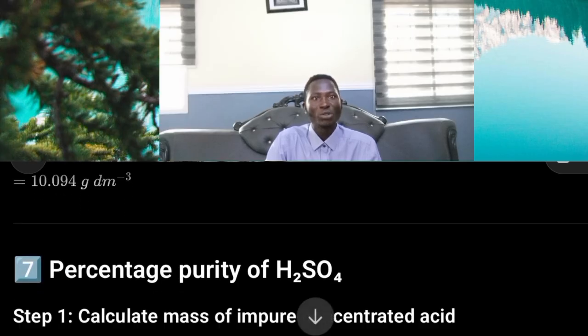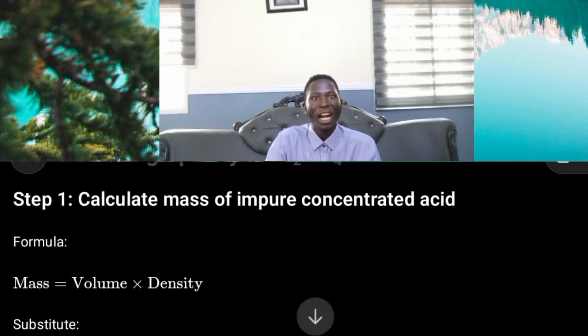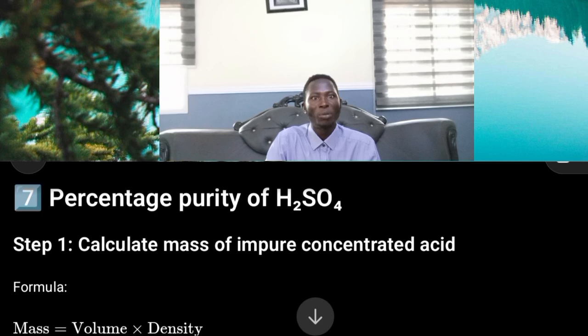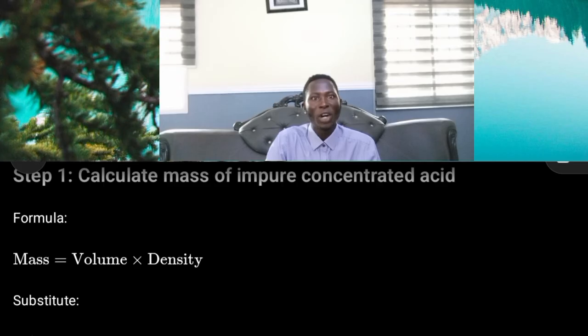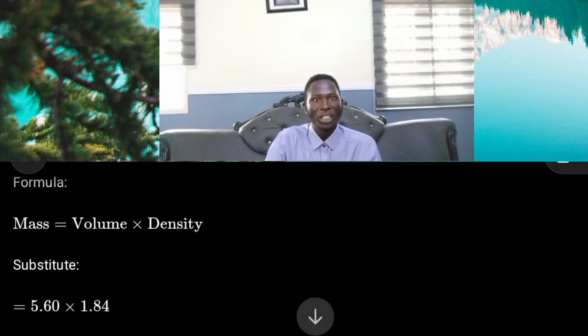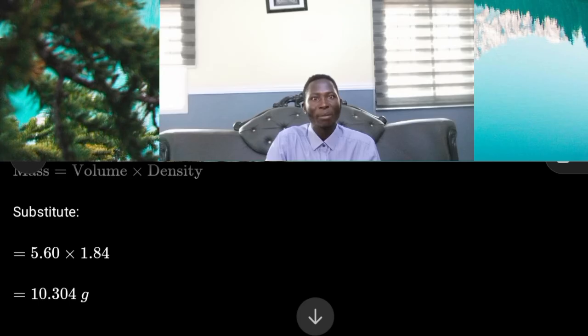Now the next question, question 7, is to calculate the percentage purity of sulfuric acid. Step 1 is calculating the mass of impure concentrated acid. Mass is equal to volume times density. We have already calculated the pure concentration of sulfuric acid, but this one is impure. The volume we are using is the volume given in our question, if you remember, 5.60, times 1.84, which is the value of the density. Once we multiply that, we will get 10.304 gram.